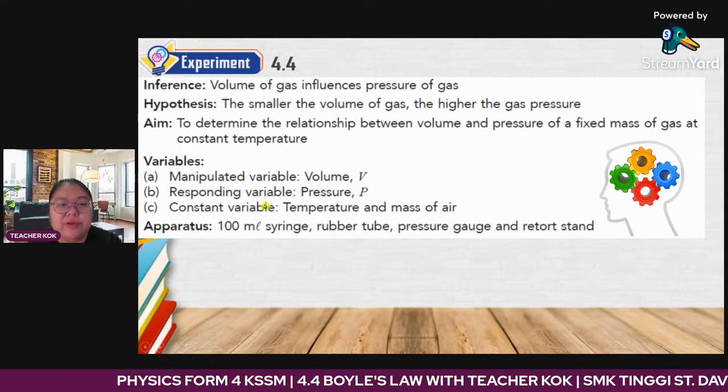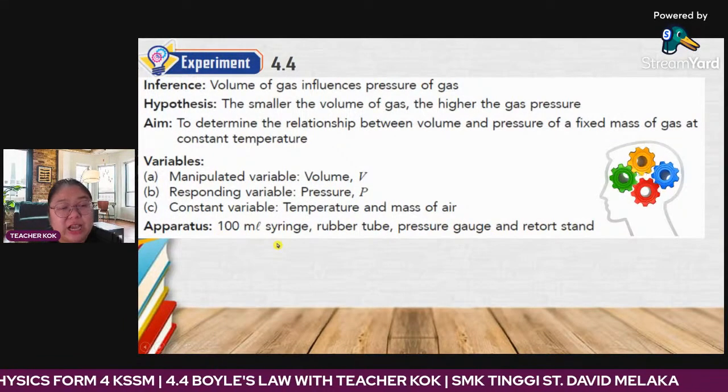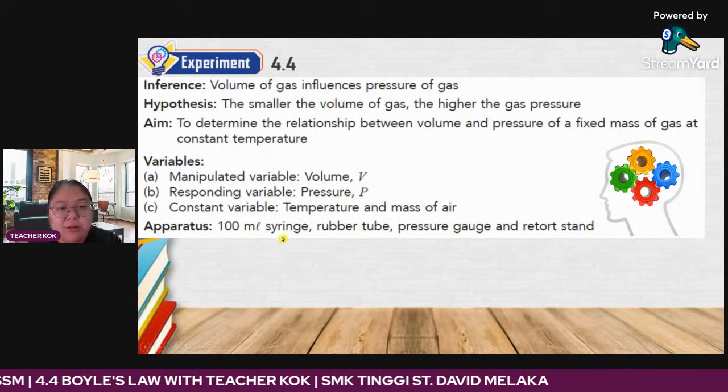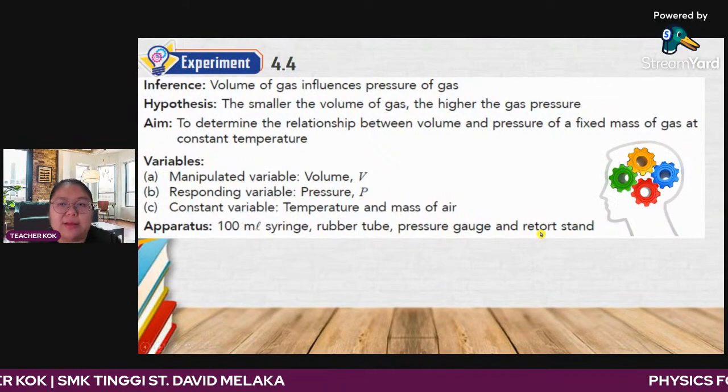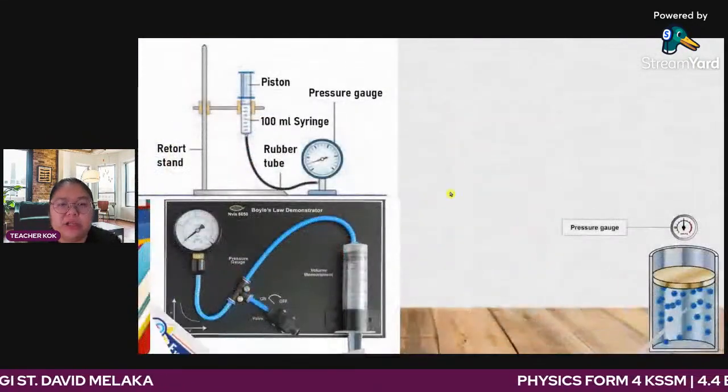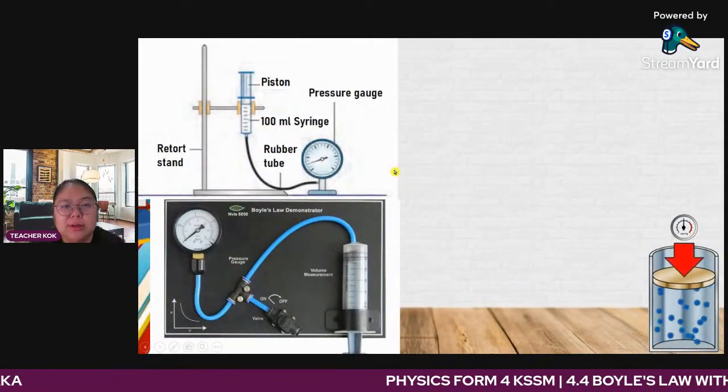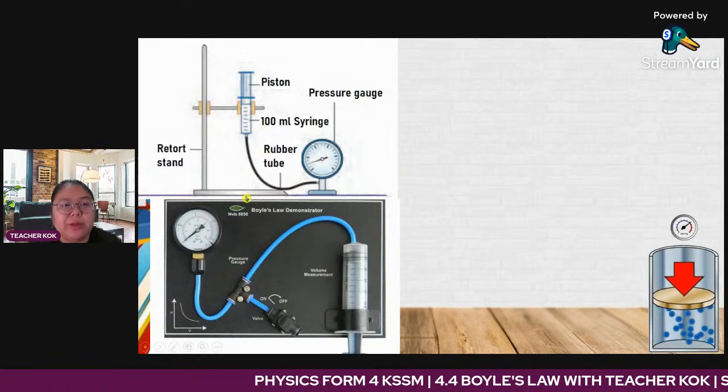Okay, let's see the apparatus, using the syringe. The syringe, 100 ml. Then they're using the rubber tube, pressure gauge. After that, rheostat. Okay, let's see the diagram. You need to draw your diagram. So from here, we got the rheostat.